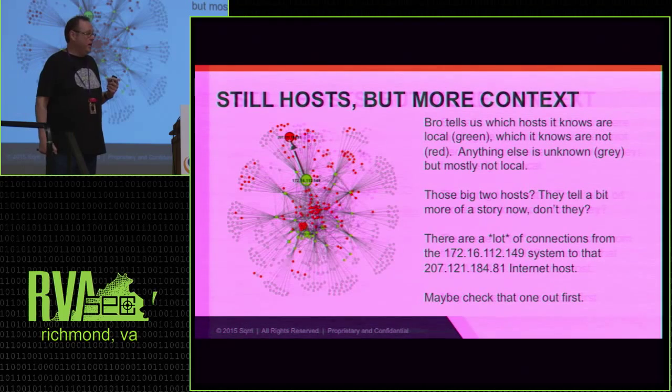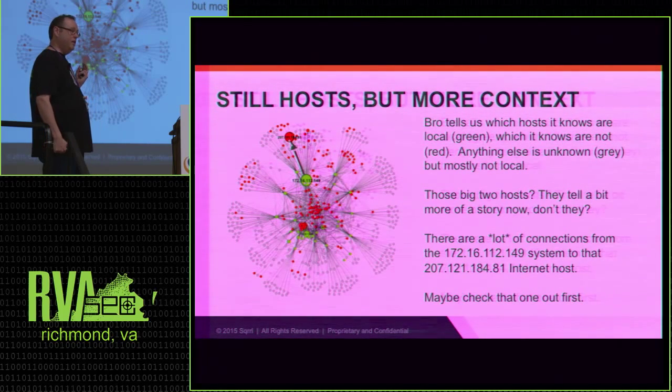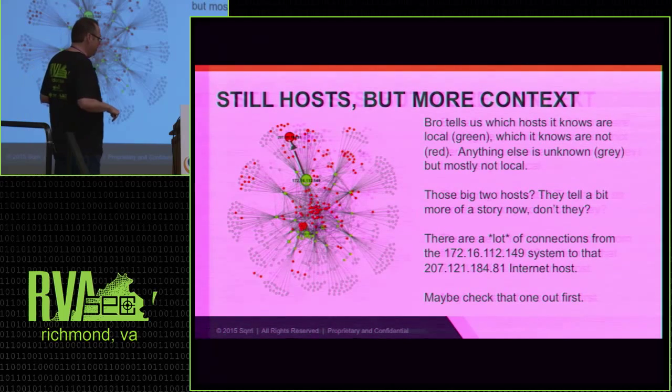Now it starts to bring out the hosts that are in green, which are what Bro considers my local hosts. When you run Bro, you tell it which your local domains are, your local IP ranges are, and it records it when it sees it in the connection logs, or sometimes in, I think it's the file transfer log.